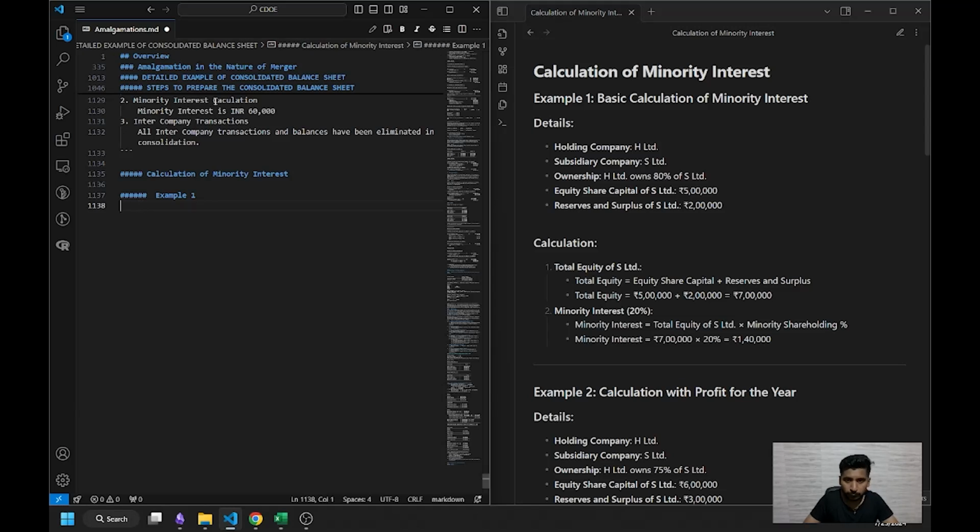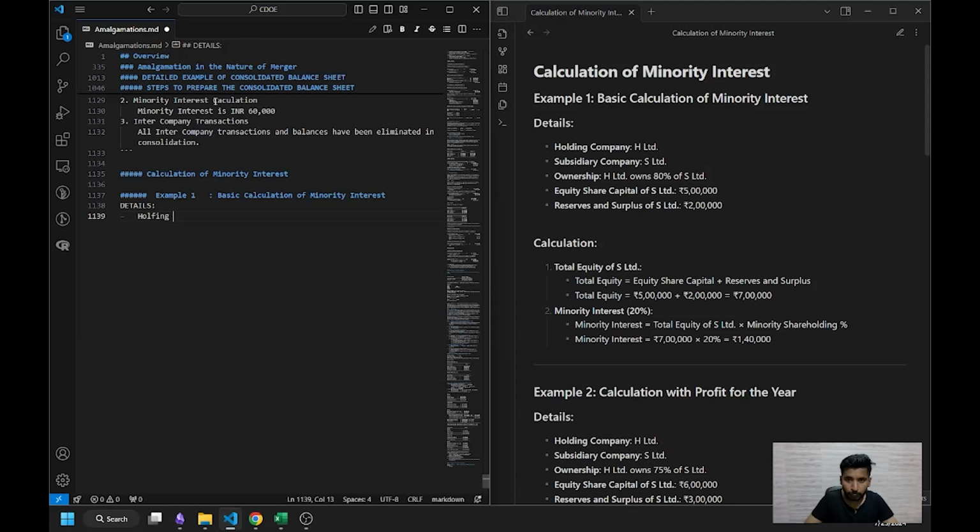First of all, the number one example is the basic calculation of minority interest, and the details are given to us as follows.